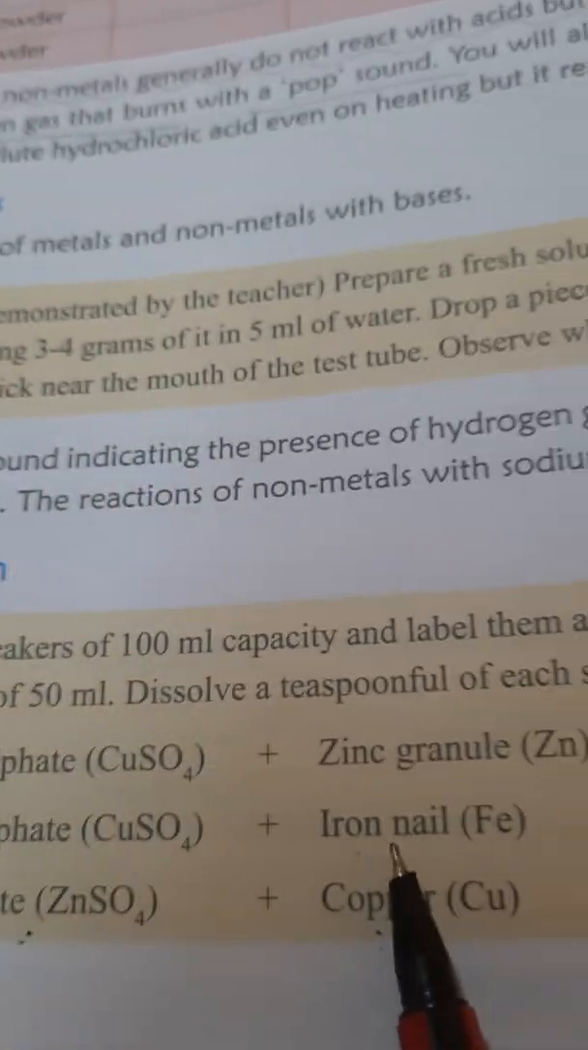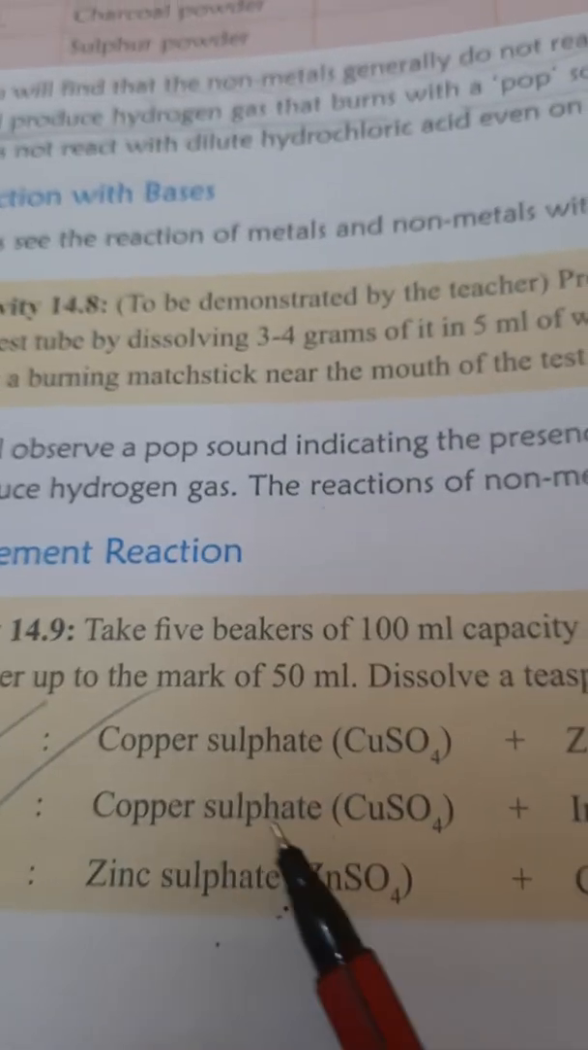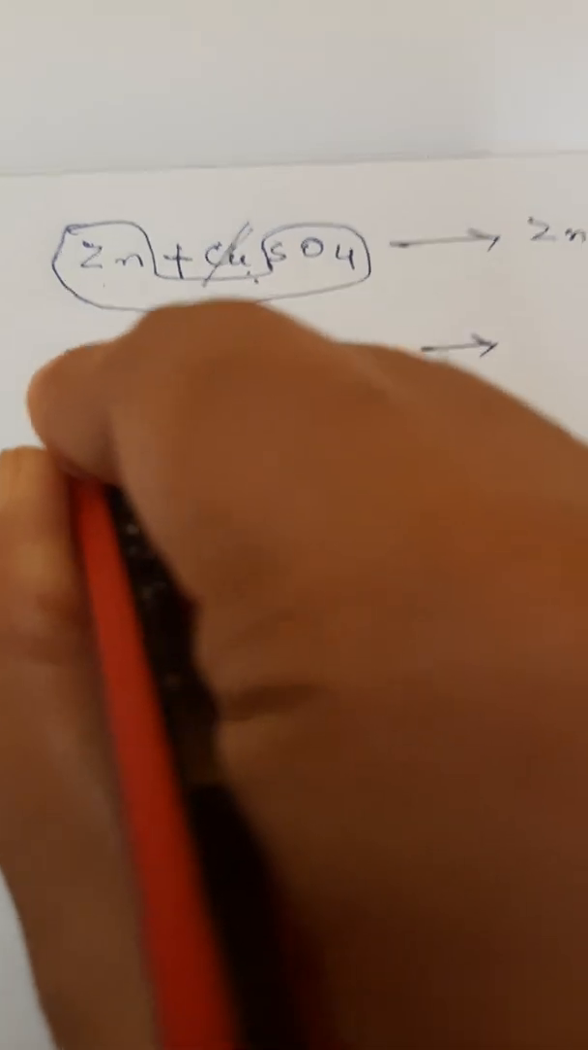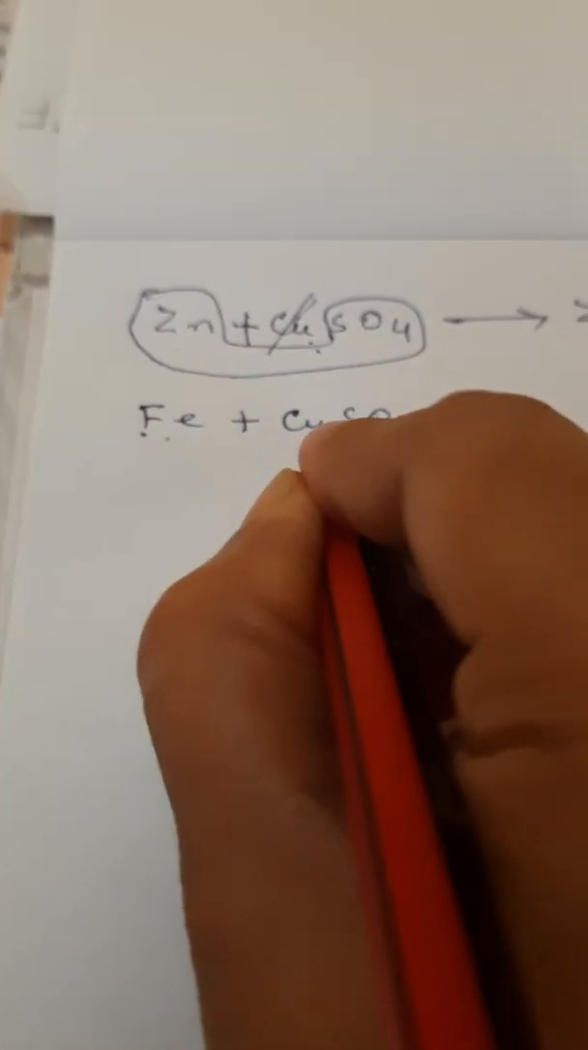In beaker B, some iron nails are kept in copper sulfate solution. Now, the copper sulfate solution is blue in color. Here in this reaction, the two metals are iron and copper.